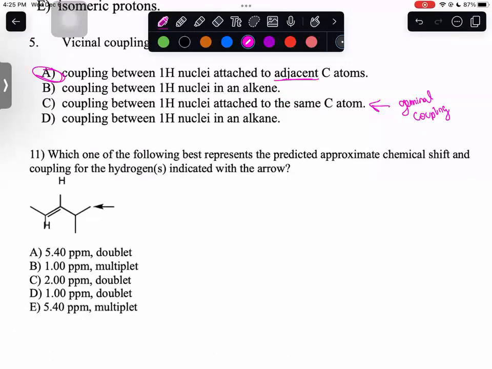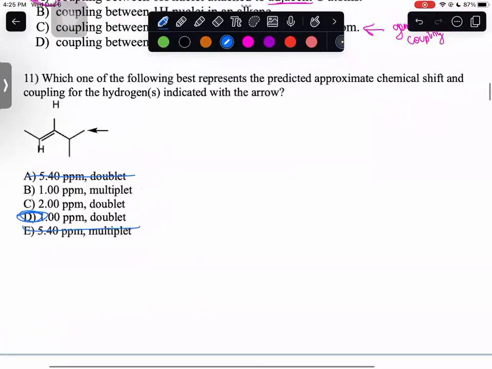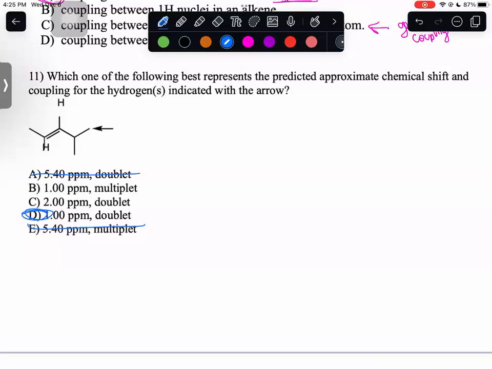Approximate chemical shift for the methyl group. That's either C or D. I'd say C because it's closer to the double bond in a lower position. Oh, shoot. Be careful. It is D. Yes. So in this case, they're testing you on chemical shift.